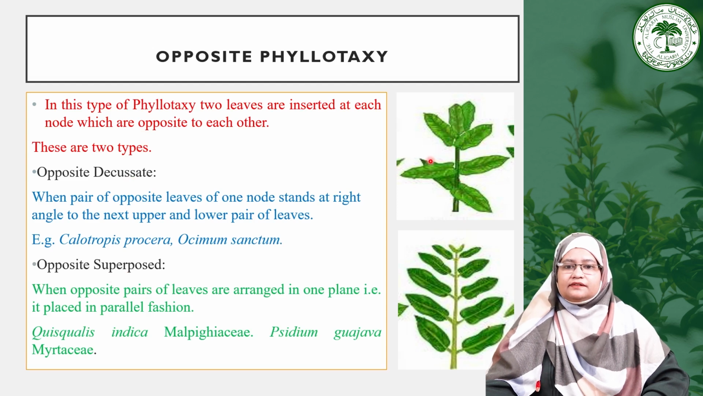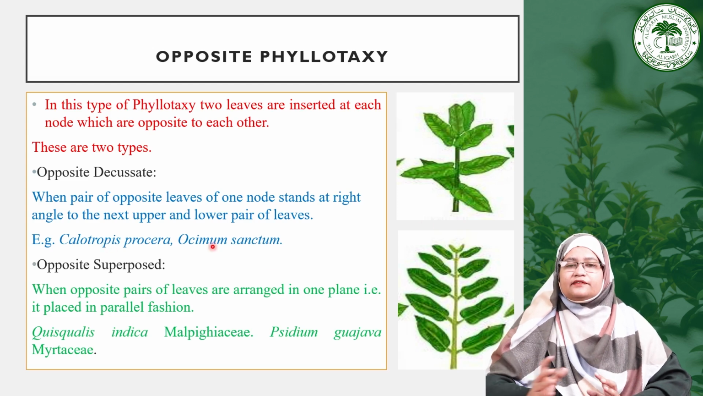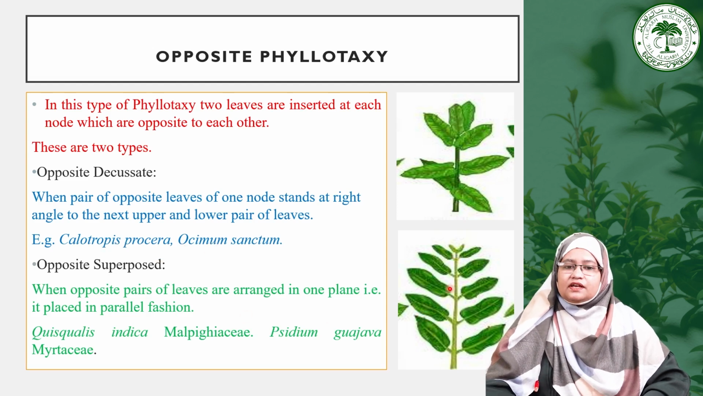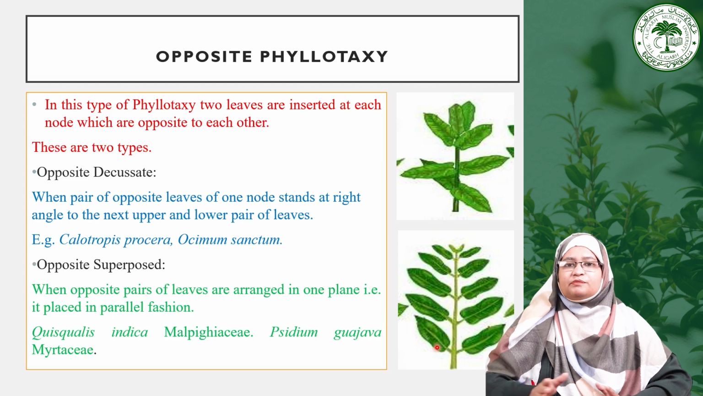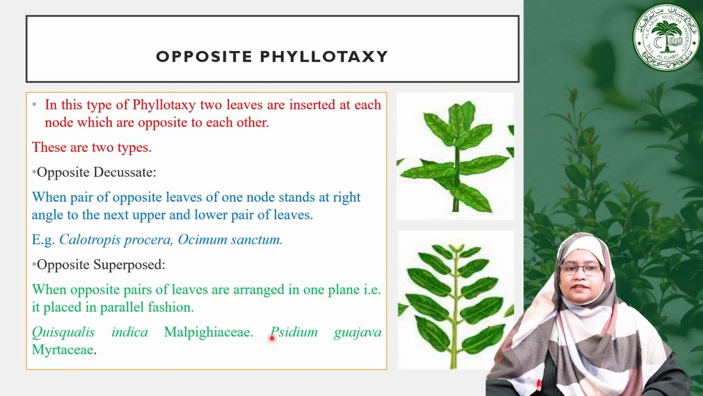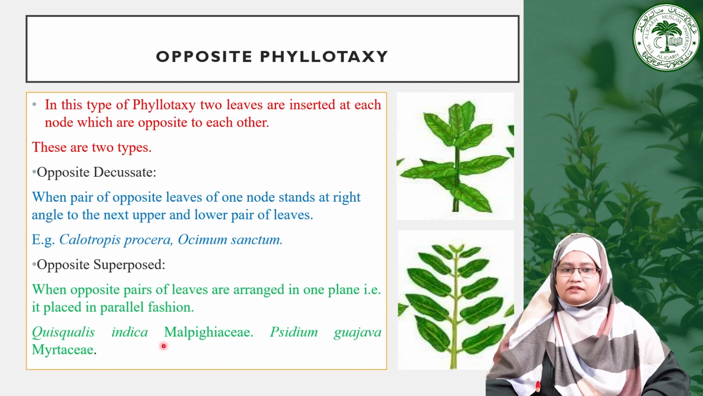As you can see here, the next pair of leaves is present at a 90-degree angle to the previous leaves, as in the case of Calotropis or Ocimum sanctum. So, they have an opposite decussate type of leaf. The next is the opposite superimposed. As you can see here, the pair of leaves is superimposed one on another. This type of leaf is known as opposite superimposed, as in the case of Quisqualis indica that belongs to the Combretaceae family, or Psidium guajava, which belongs to the Myrtaceae family. So, opposite has two further types: opposite decussate and opposite superimposed.